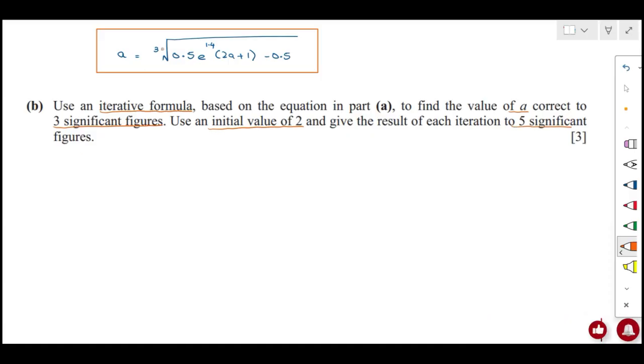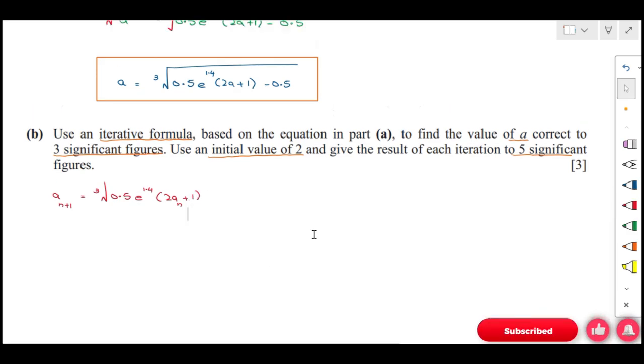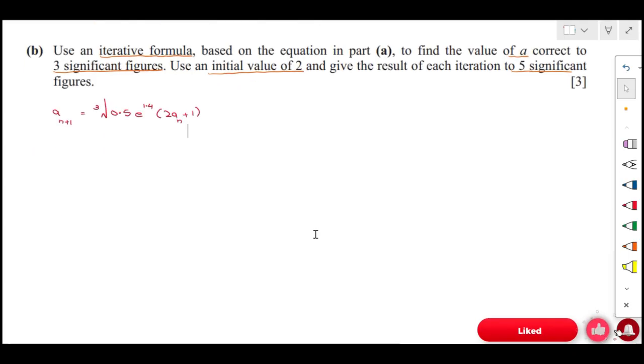Okay. Now the iterative formula, we can write this iterative formula a subscript n plus 1 equals the cube root of 0.5 e to the power 1.4 into 2a subscript n plus 1, everything is under the root, yes, minus 0.5, and the whole thing is under the cube root.